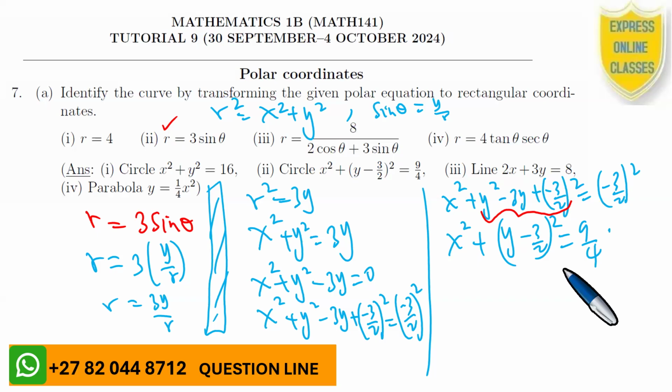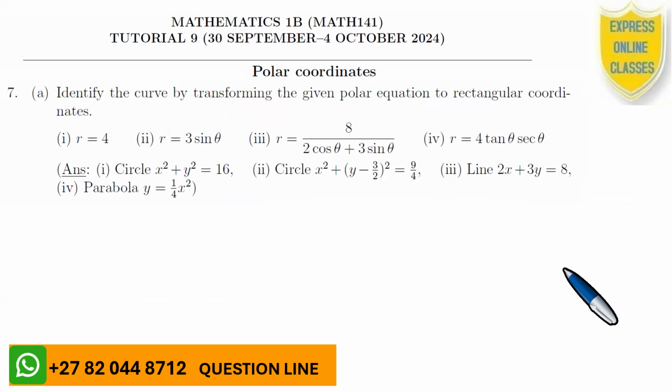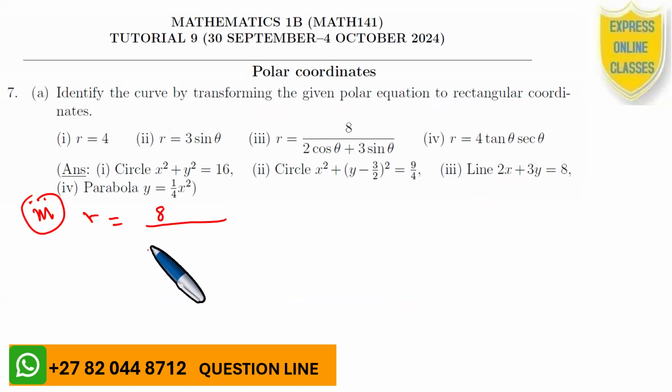Okay, we continue. We have this one also, which is the third Roman figure. If you have r equals 8 divided by 2 cosine theta plus 3 sine theta, then what exactly do we have here?